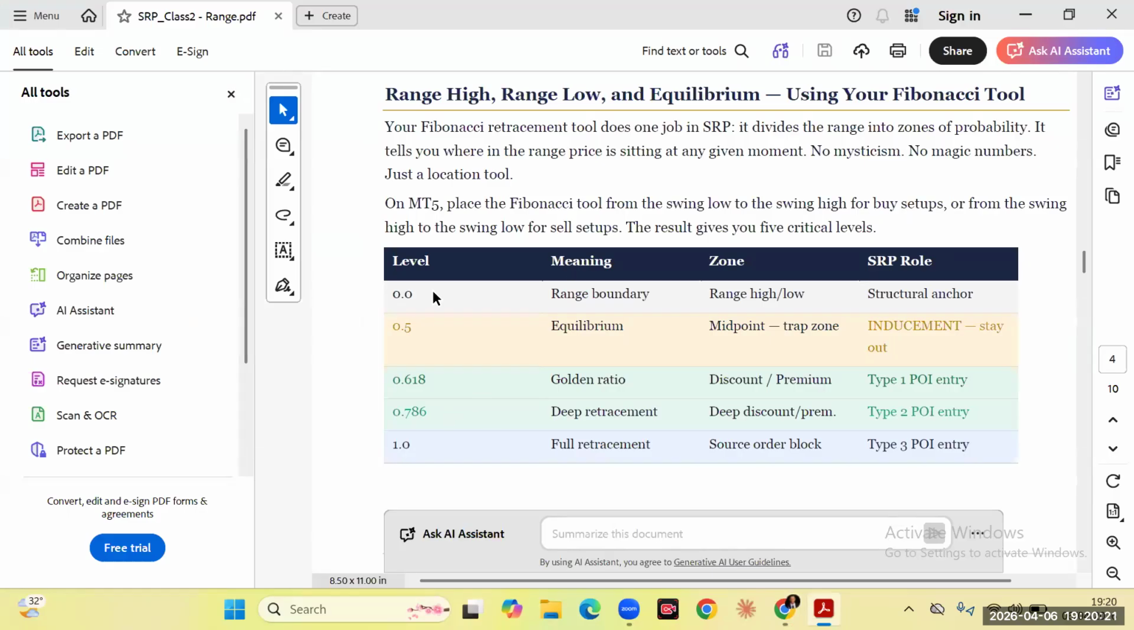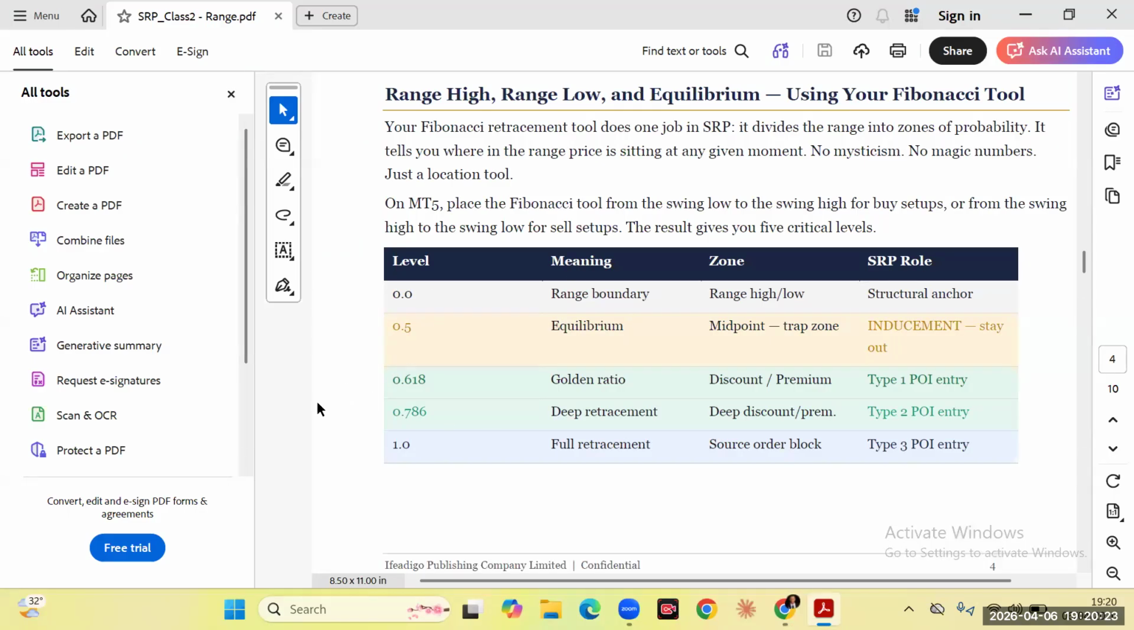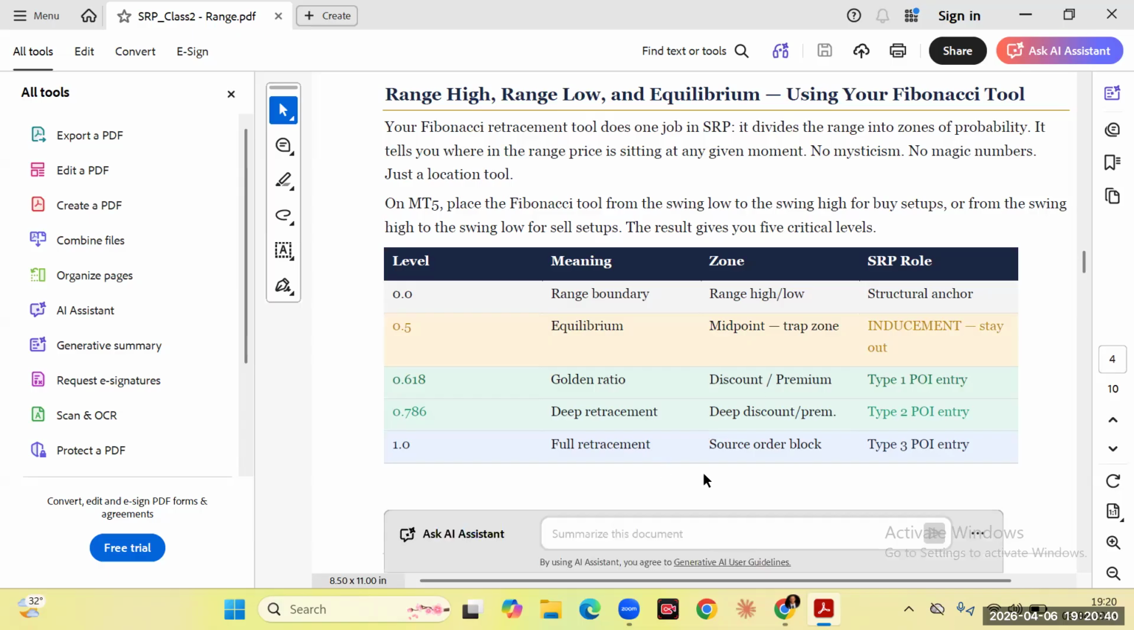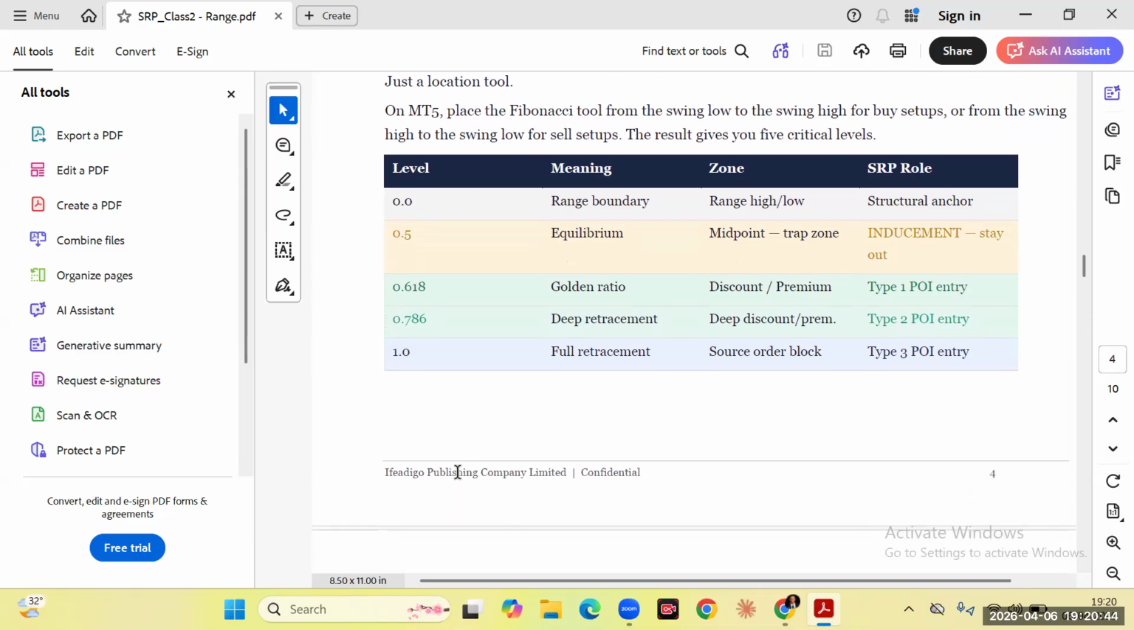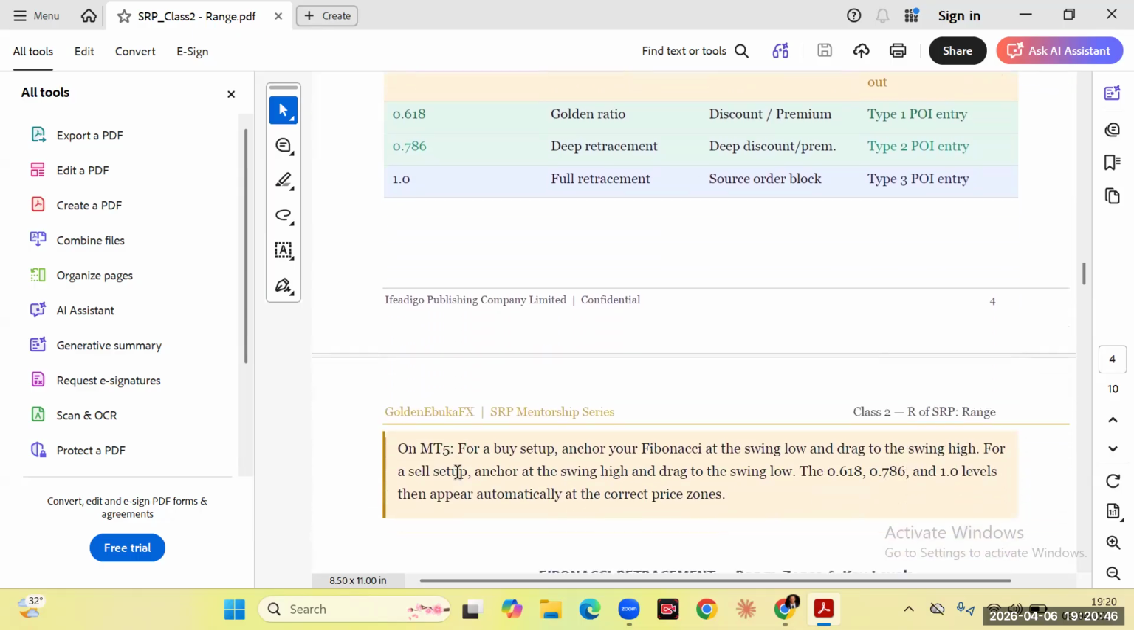These levels are very, very important. These levels on your Fibonacci, very, very important. If it is for buy, 0.6, that is where the discount zone starts. For sell, the same place. If you flip it for sell, that is where the premium zone starts. Deep discount 0.7, then 1.0 is where price comes back to the other block where the main move started.